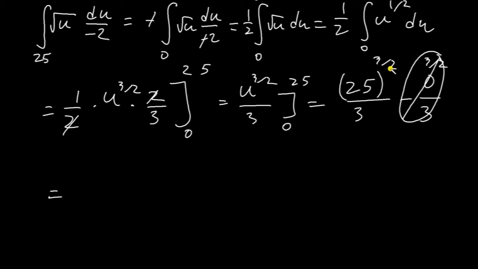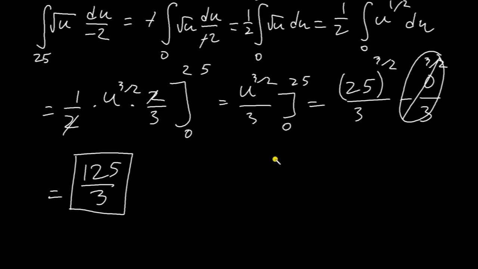25 to the 3/2, well, the square root of 25 is 5, and 5 cubed is 125. So this is equal to 125 over 3. But honestly, if I was in a real test in this situation, I'd probably just leave it as this. Okay? Either way, your answer is 125 over 3, or 25 to the 3/2 over 3. Same thing. That's the answer to that integral they wanted.